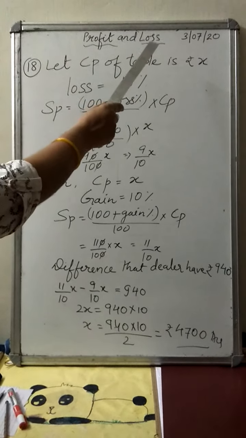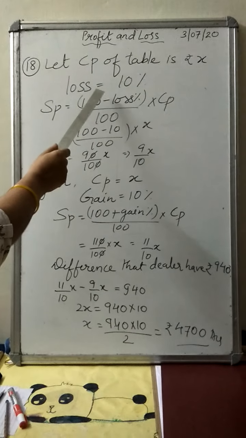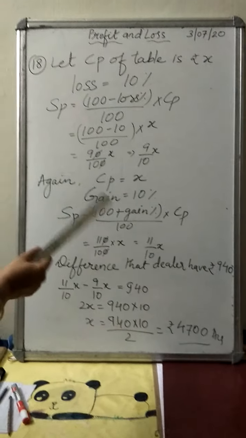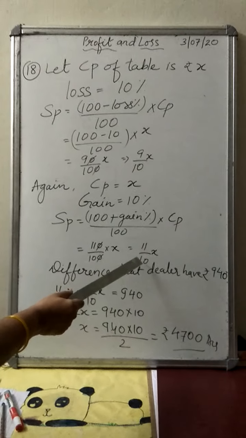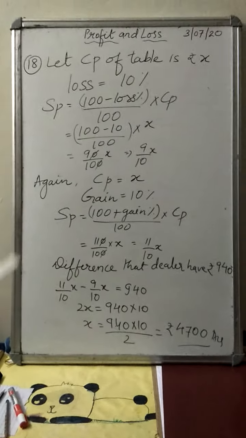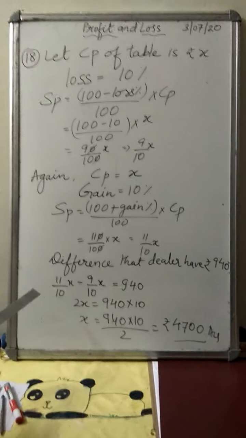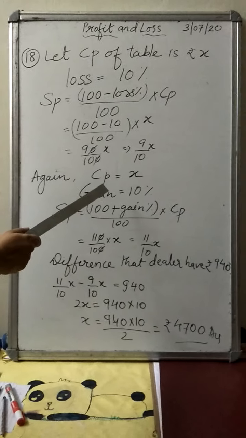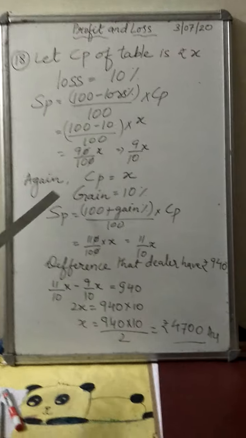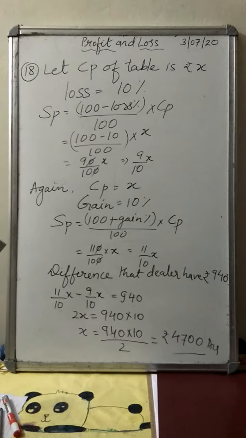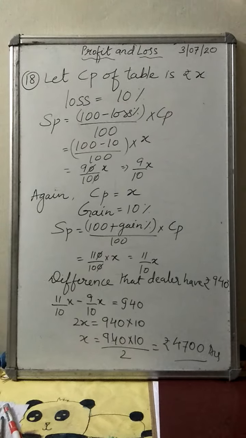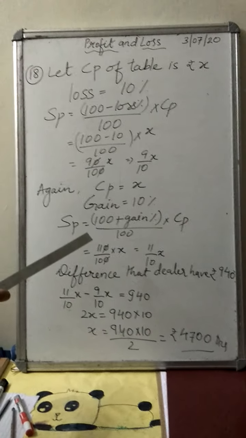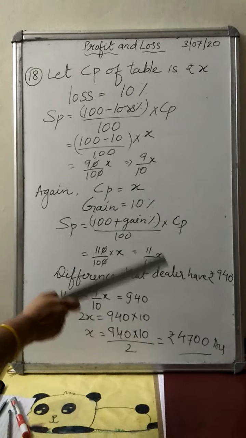Now for the same CP, if he incurred a loss, then SP is 9 by 10 x, and if gain, then SP is 11 by 10 x. In the beginning of the question it is given that the dealer will gain 940 more if the gain is 10%. So that means the difference between both the selling prices will be 940. That you need to understand.